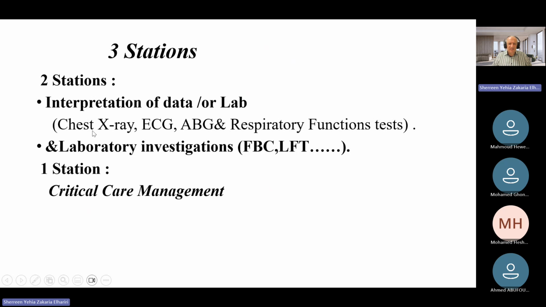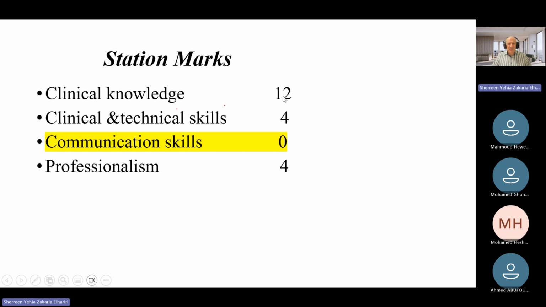Data can be chest X-ray, ECG, arterial blood gases, respiratory function test, and the lab investigation, including full blood count, liver function, etc. The third station is one station about critical care management. Okay, so again, 12-4-4, we don't have communication skill here. We have clinical skills like examination and professionalism.